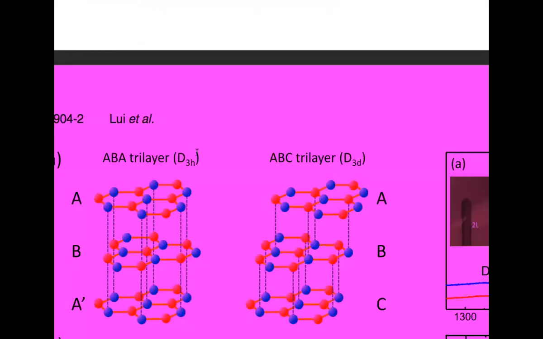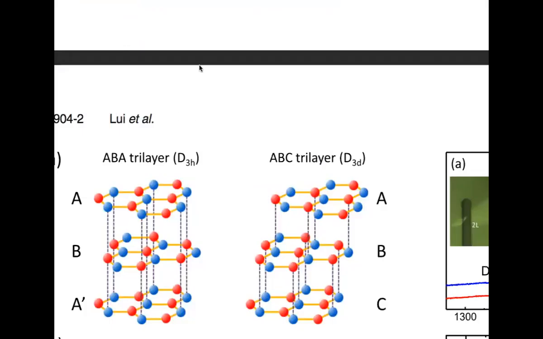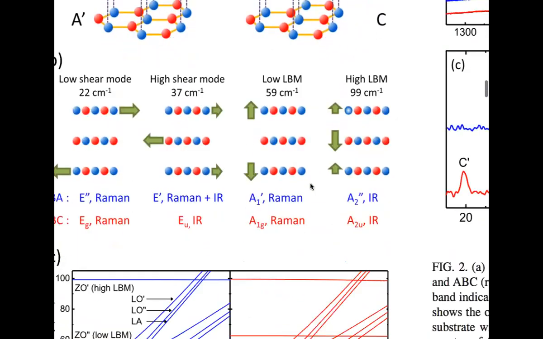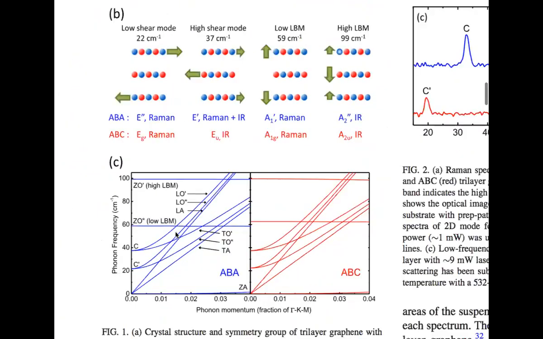This is D3H. Sorry, I just highlighted the whole thing. Sorry, D3H. This is D3D. They are of different symmetry groups. Okay, different symmetry. If you see the phonon band structure of ABA and ABC, they look almost the same, if you just look at the energy.